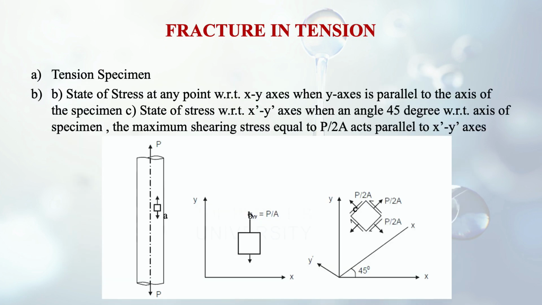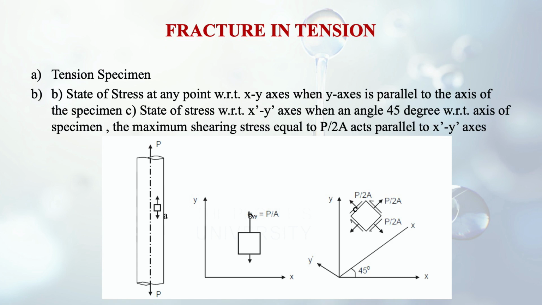So here we see the figure A is the tension specimen itself, and B is the state of stress at any point with respect to the XY axis. There are two axes we are seeing here in the figure, X and Y. So it is giving the state of stress. And the Y axis is parallel to the axis of the specimen in case of figure B. In case of figure C, the state of stress with respect to X dash Y dash axis, at an angle of 45 degrees with respect to the axis of the specimen. The maximum shearing stress is equal to P by 2A, and this acts parallel to the X dash Y dash axis.